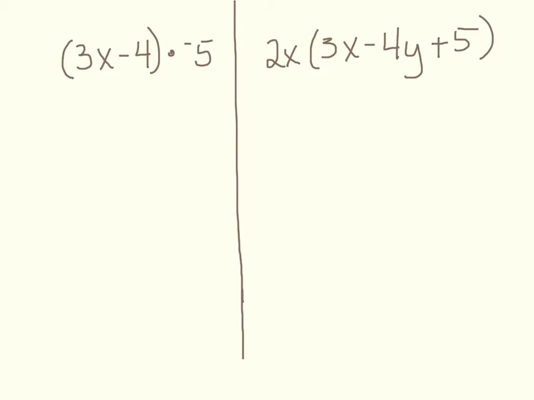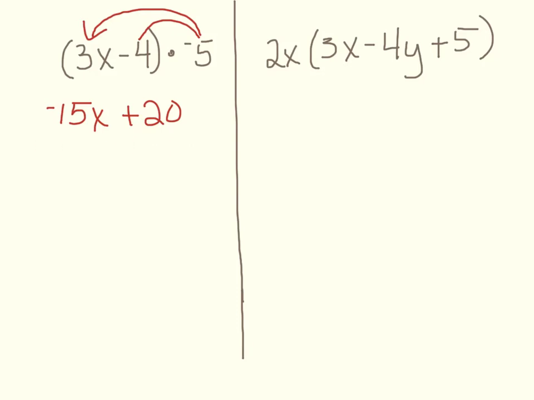So this one would look like this. I'm going to say negative 5 times 3x, which would be negative 15x. And then I have negative 5 times negative 4, which is a positive 20, so I write plus 20. What I have now are unlike terms, so it is fully simplified.